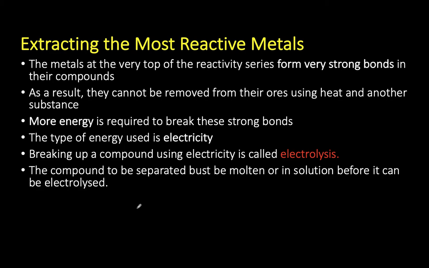The compound to be separated must be molten or in a solution before it can be electrolysed. So you can't just take an ore in its solid form, which looks a bit like a shiny rock, and electrolyse it. You've got to melt it down or have it in solution before you can separate the elements using electricity. We use carbon electrodes because they're unreactive. They won't react with your metal or your non-metal ions produced.